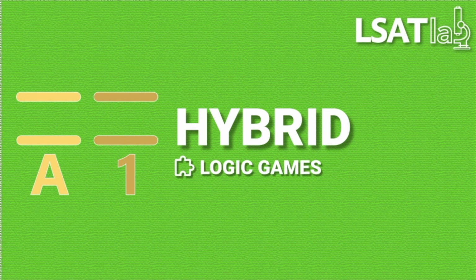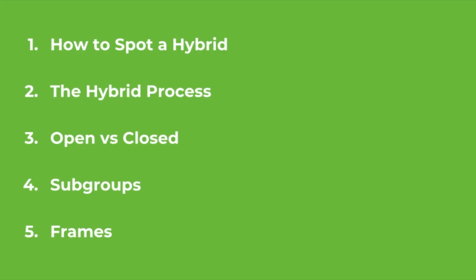Today's lesson is on hybrid games in the logic game section. So in today's lesson on hybrid games, we need to cover the following. First, how to spot a hybrid game, what the process is for approaching one, and then talk about some of the different features that you might experience, whether that be open versus closed games, those games that involve subgroups, and a technique called framing.